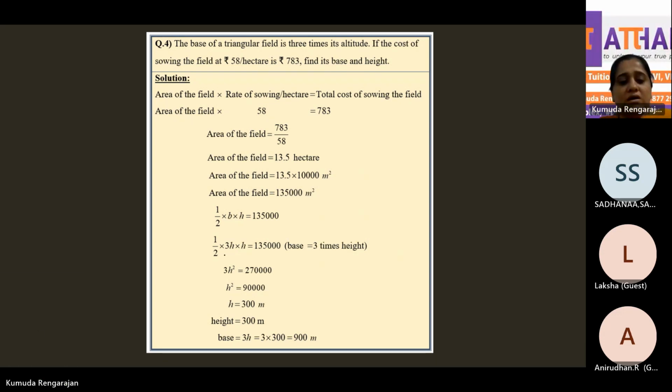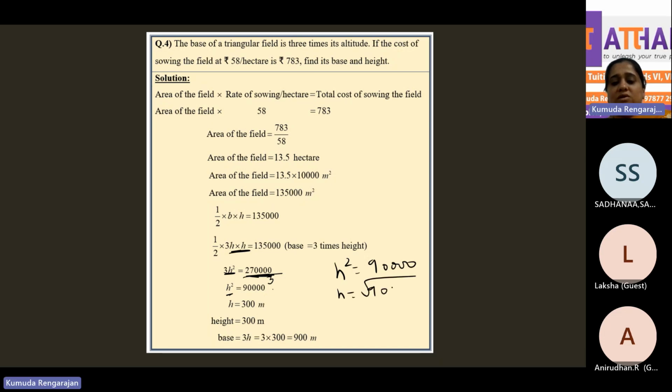Now when you work this, this 2 goes to the other side, you can cross multiply, and you get 2,70,000. So 3 into h square is equal to 2,70,000. So h square is equal to 2,70,000 divided by 3, so 90,000. So h square is 90,000. Then what is h? The square root of 90,000.